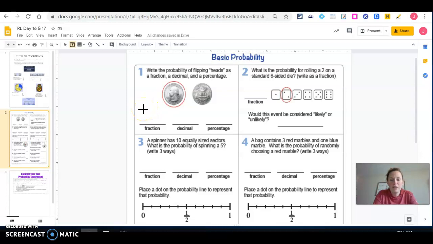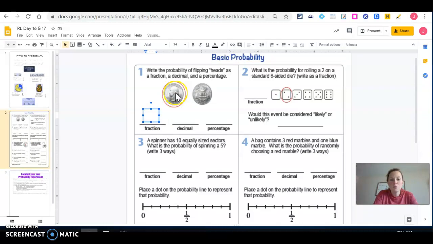So fraction, remember we put the desired outcome, how many chances that is, out of the total number of possibilities. So it says heads, there's 1 heads. Okay, and then there are 2 possibilities. It's either going to be heads or tails.